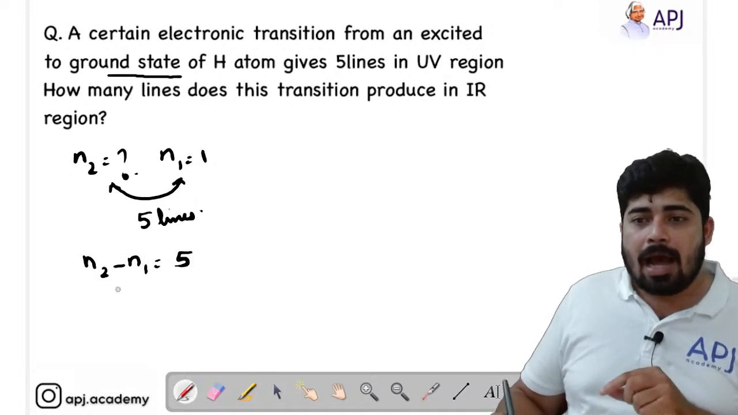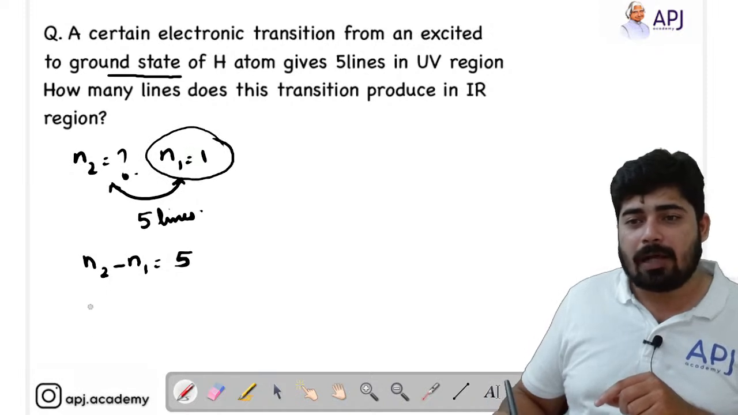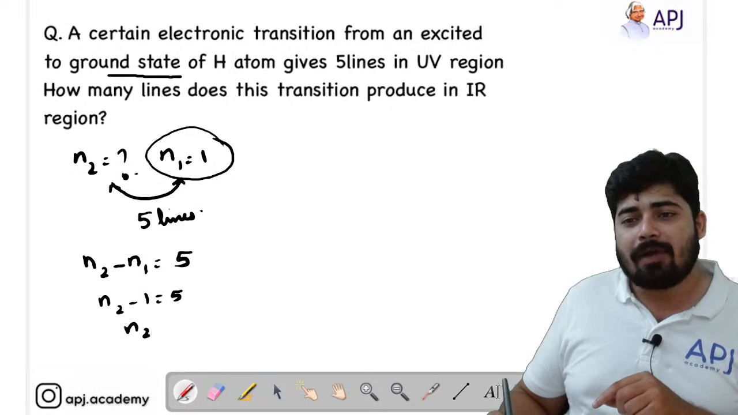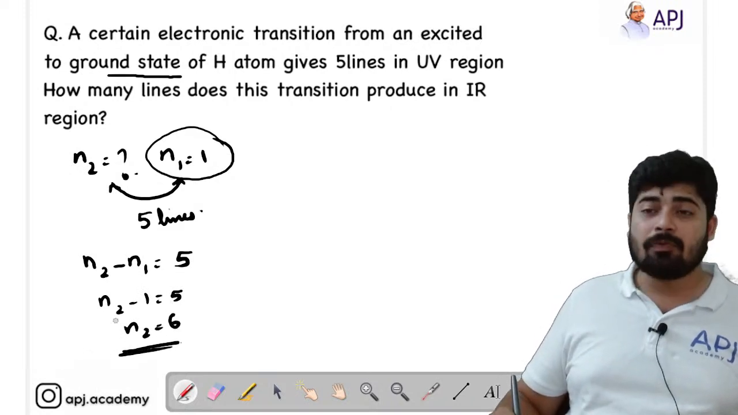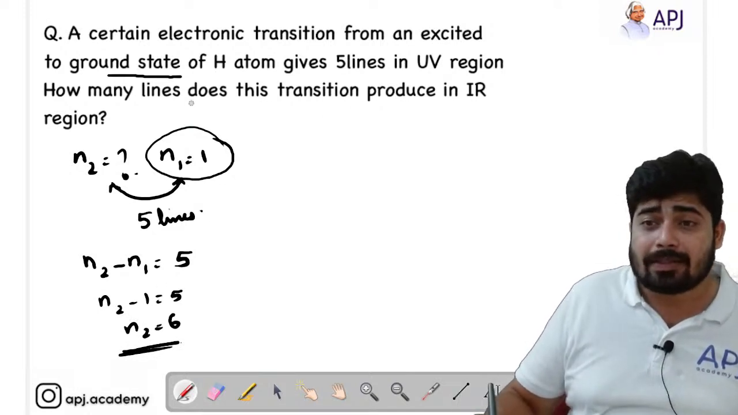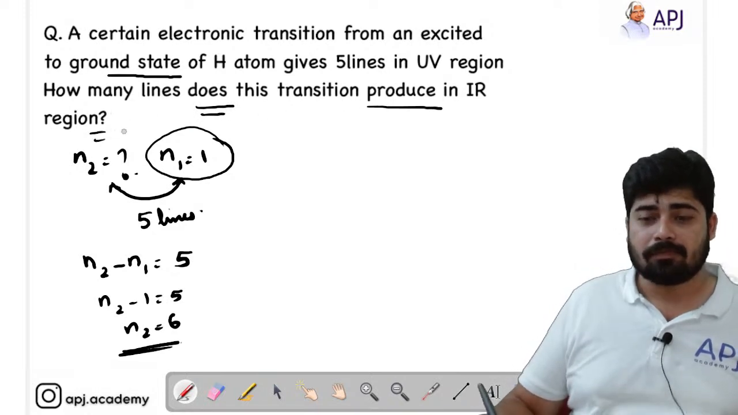Okay? And N1 is equal to 1 for Lyman series. We know that it is 1 for N1 equal to 1. So N2 minus 1 equal to 5. So we got the value for N2 is equal to 6. So here we got the value of N2, that is equal to 6. Now here they are asking how many lines does this transition produce in the IR region.